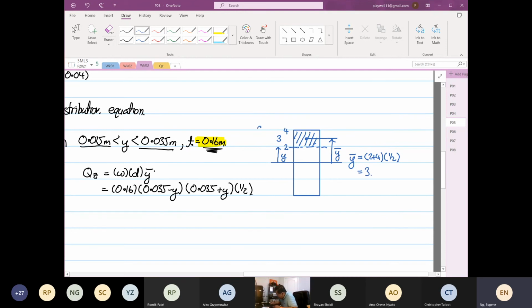Now, if this is 9 and this is 4, what is it? Can someone tell me? So it is equal to Y bar. 6.5. Yeah, 9 plus 4 times half is equal to 6.5. So this is why it is like this. Because this is our y, the y bar, this is our y bar, this is our y, and that's it.